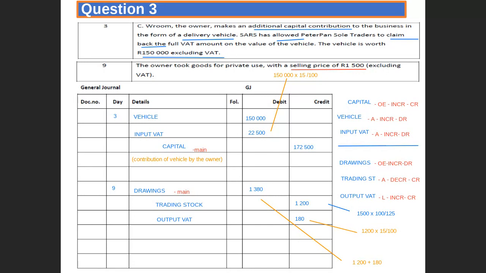Make sure that these two, when you record, must always balance. Can you see now? The minute you put 1,200 here and you put 180 here, just know for sure that whatever you're going to record on the other side must be equal. So you must add them together. Always make sure that you do that, guys.